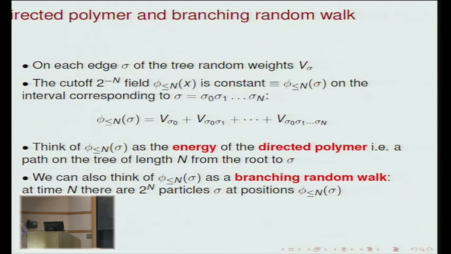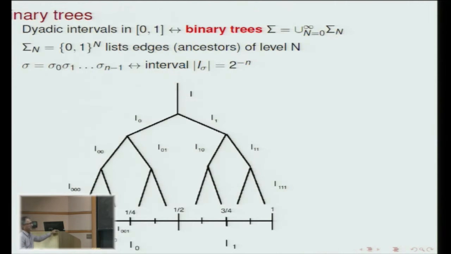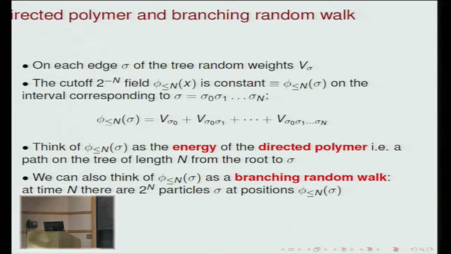You can think about it in another way by thinking that on each edge of the tree you put a random variable. So I have this tree. At each edge I put an independent, identically distributed normal random variable, and then when I'm asking what value does the field take, for instance, here on this interval, well, it's constant here and it takes the value of this plus that plus that plus that. So the field at any point, which I can index by these sigmas, is just a sum of random weights from each edge of the path from the root to the point. So you could think about this field as an energy of a directed polymer on this tree.